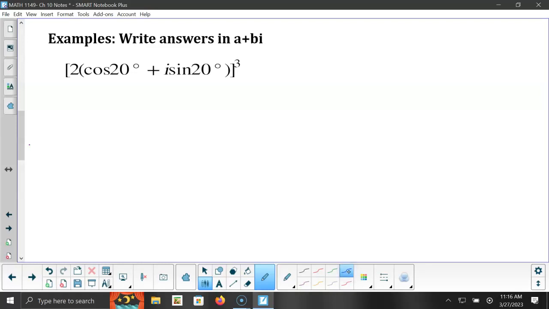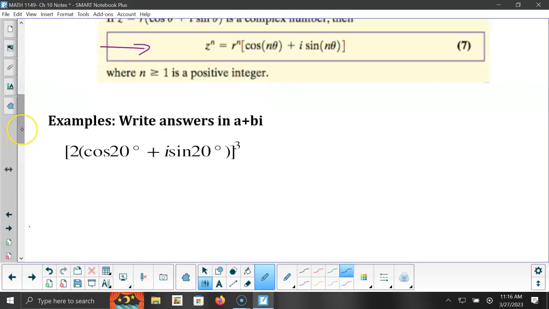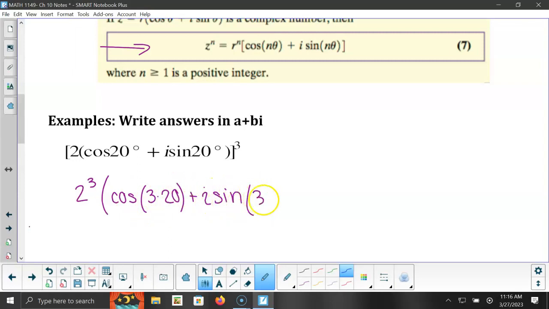All right, ready? So, which one of the formulas am I using? Yeah, De Moivre's theorem. All right, so remember, when you're doing this, take your radius, raise it to that power. And then inside, I've got cosine of 3 times 20 plus I sine 3 times 20.